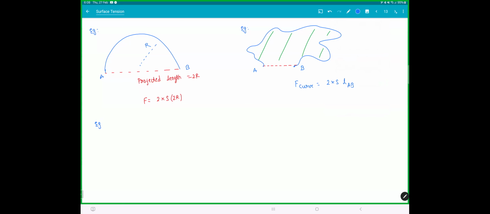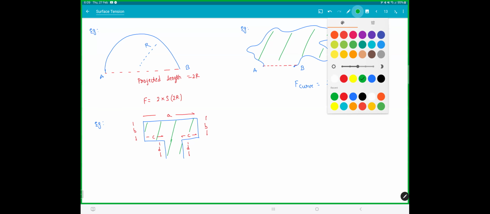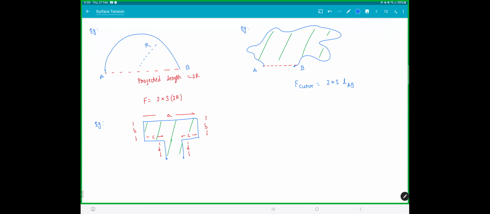So in JEE they asked a question like this. This was A, this was B, this was C, this was D, this was C, this was B, and this was D. Inside we have a soap film. The question was to find the force on this frame. What is the answer?